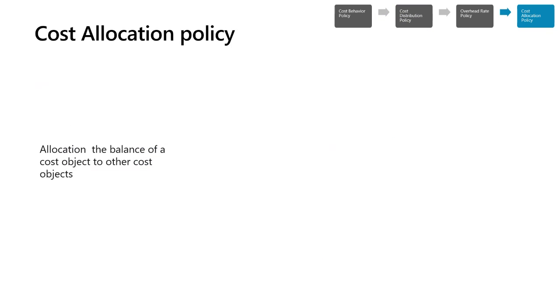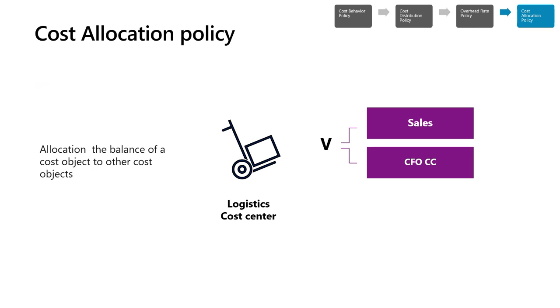Our next policy is the cost allocation policy, which is just to allocate the balance of a cost object to other cost objects by applying an allocation base. In this scenario, the balance cost is available on the logistics cost center. If that has variable cost behavior, it will be allocated to cost centers belonging to sales and CFO based on an allocation base. Once the cost allocation is performed, the cost gets allocated to the destination cost objects from the source cost objects.